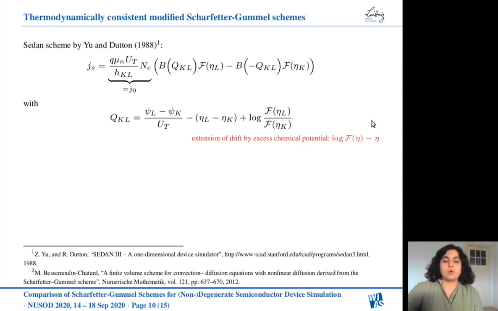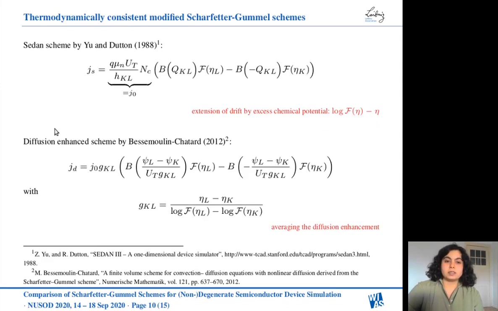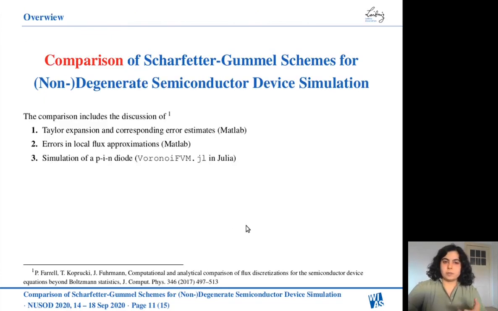The idea of this scheme is based on extending the drift part by the excess chemical potential and then solving the projected equation. The other scheme which we will discuss is the diffusion enhanced scheme by Bessemoulin-Chatard, where the idea is based on logarithmically averaging the diffusion enhancement. Notable here is that in case of a denominator near zero, regularization strategies need to be developed to handle this removable singularity. Finally, we now cover the main part of this talk, the comparison of the flux approximations.